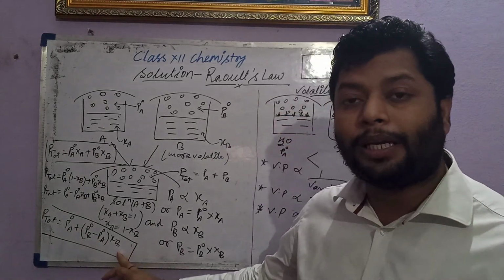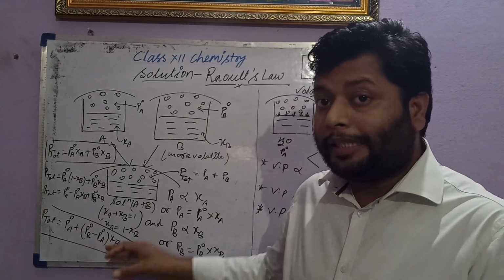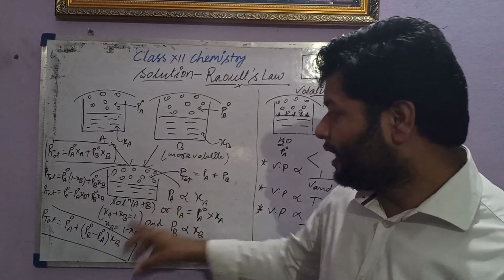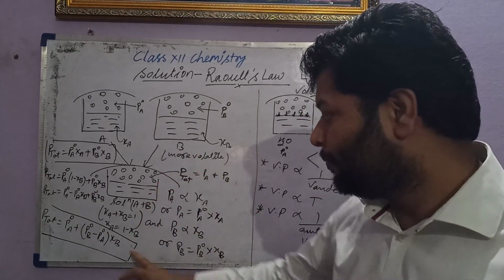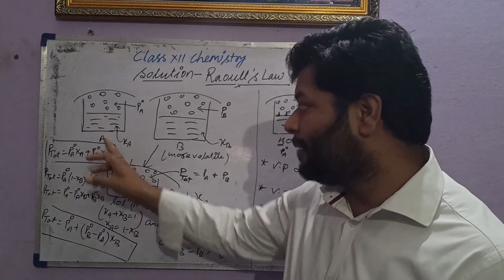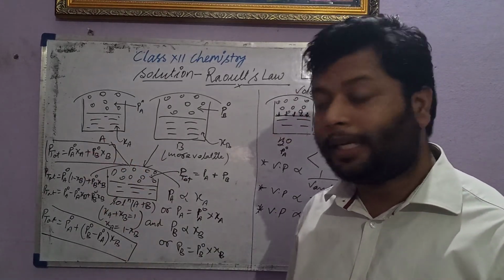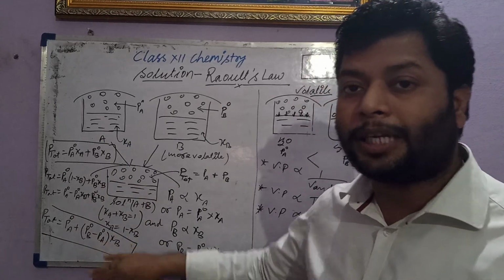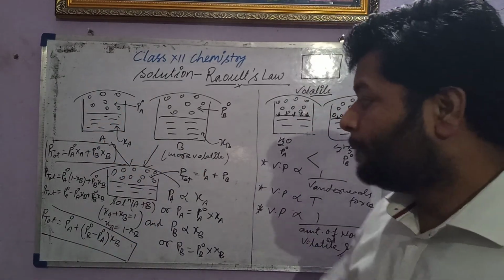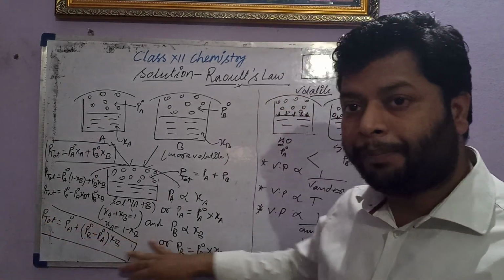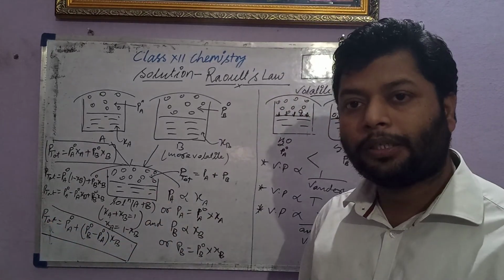You can see there is only one mole fraction, and this is the result of the assumption of which one is more volatile. If B is more volatile, there will be XB. If A is more volatile, there will be XA. The same formula can be rearranged in terms of XA. So according to Raoult's law, the total pressure is based on these three things.